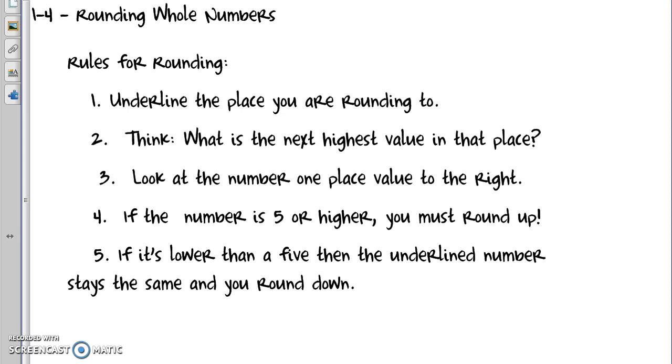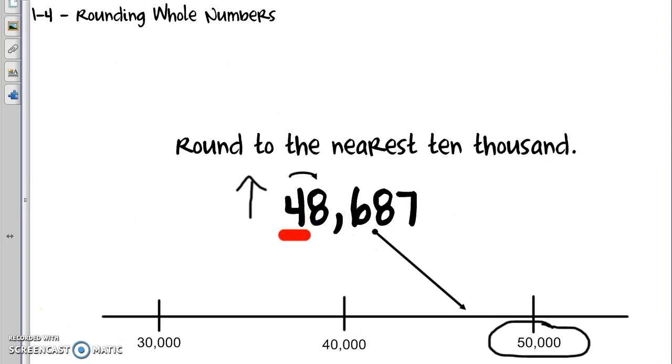I wrote the rest of the rules right here, and I made it a little smaller to fit on the screen for you. If the number to the right is a 5 or higher, you round up. If it's lower than a 5, then the underlined number stays the same, and you round down. In this case, the number to the right of the underlined number is the 8. That means we have to round up to the next highest 10,000.